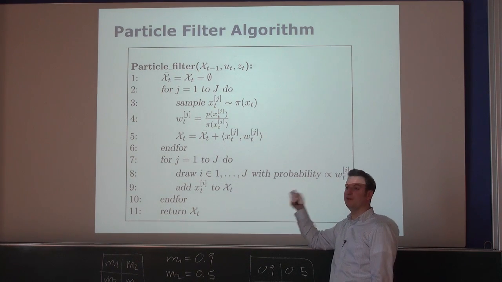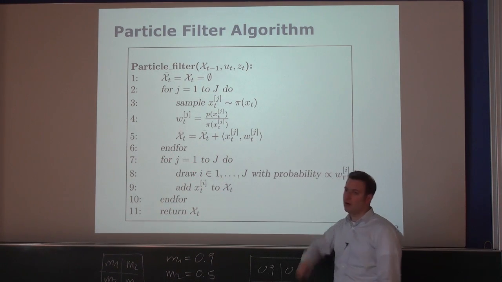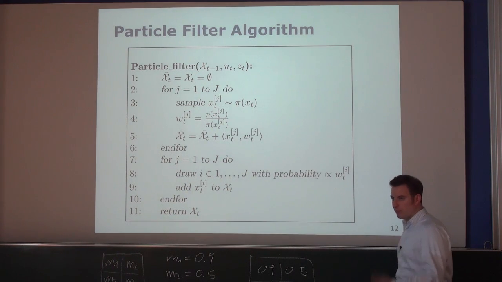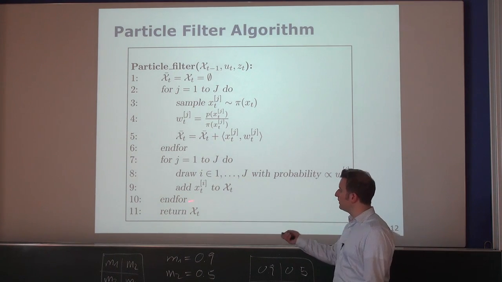This is what I do for all samples. And then what you see down here is a resampling step. So we draw a particle i proportional to its weight and include it into my resulting sample set. And this is what I'm going to return.